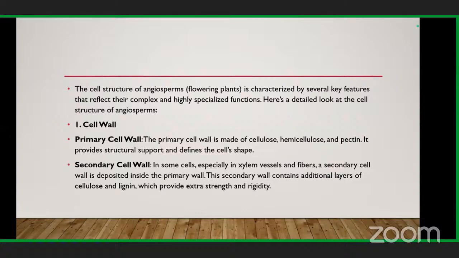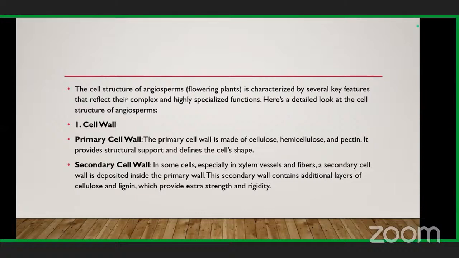So there are two cell walls, primary cell wall and secondary cell wall. The primary cell wall is made up of cellulose. Apart from cellulose, you will also find hemicellulose and pectin. It provides structural support and defines the cell shape. So this primary cell wall is mainly composed of cellulose.